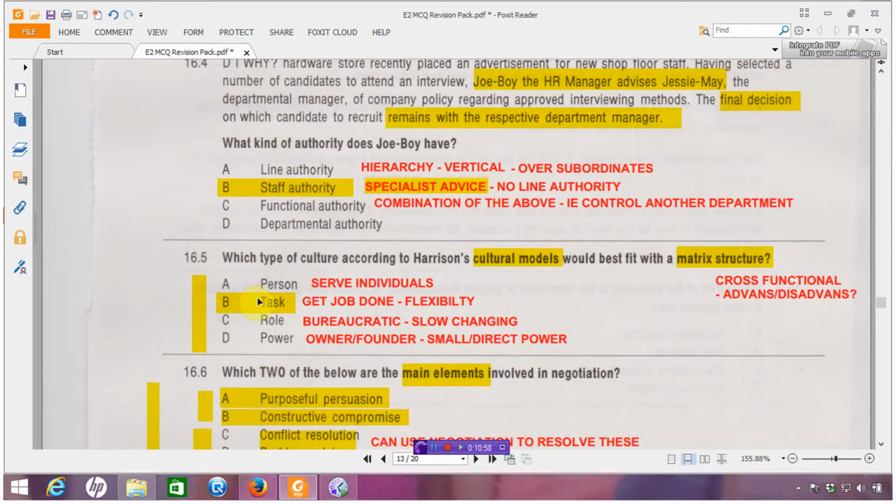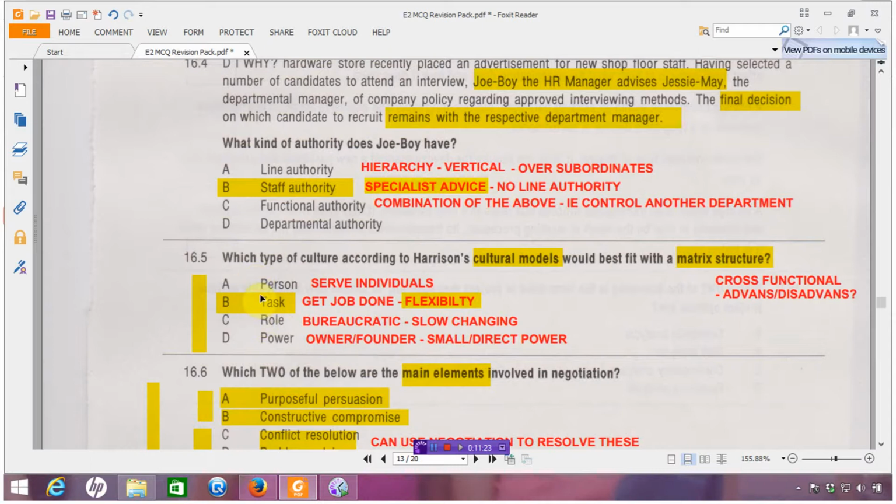Certainly task is the one that stands out, because task culture is all about the job. In other words, it's all about results and getting things done, and therefore flexibility is key. So let's associate the matrix structure with the idea of flexibility, that the task is all important. We've got to get the task done, and everyone's working towards that goal. So that's why answer B is relevant in this case.